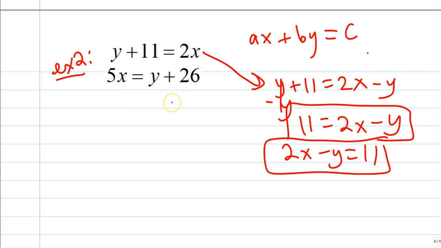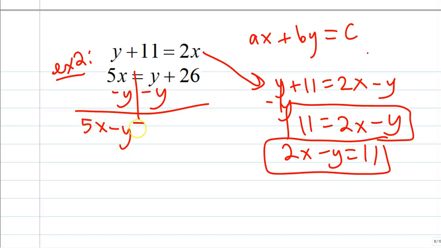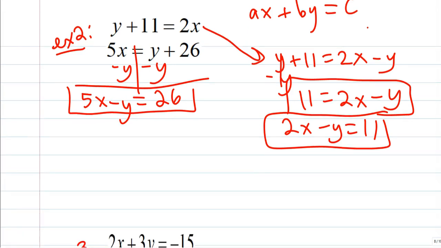Second one, are the x and y's on the same side? No. Minus the y. 5x minus y equals 26. Those are now in standard form. Are they ready to eliminate? Well, line them up. 5x minus y equals 26. 2x minus y equals 11. Those are not ready to cancel.